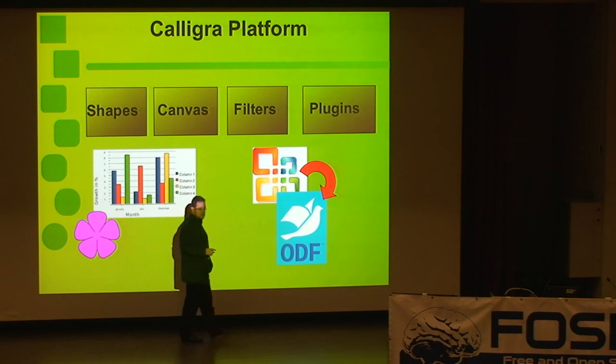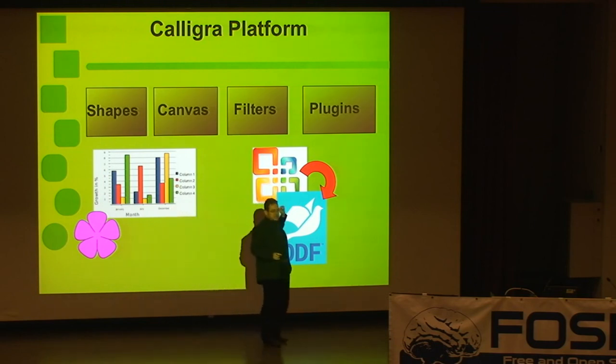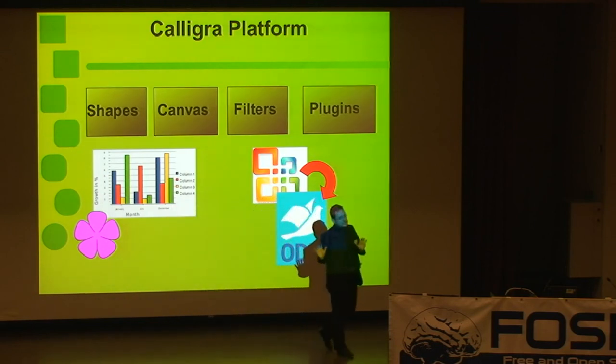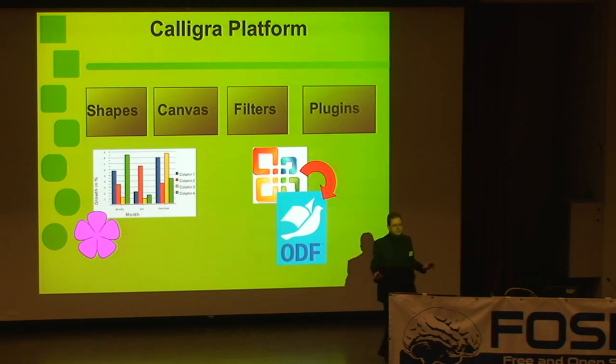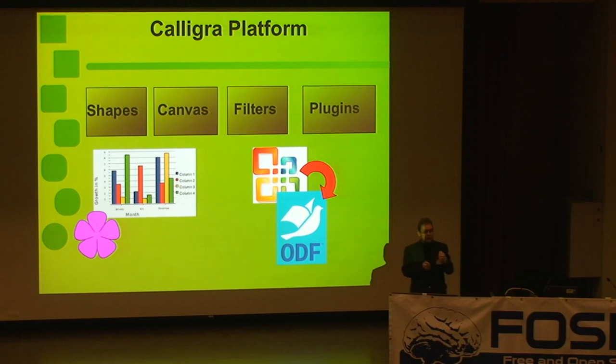Then we have the filters. The situation there is getting a little bit unclear these days, but one firm principle was that a filter in Calligra is independent of the application it filters to. So if you filter from a Microsoft Office document, what you get is an ODF document, and the ODF document is what the Calligra application reads.